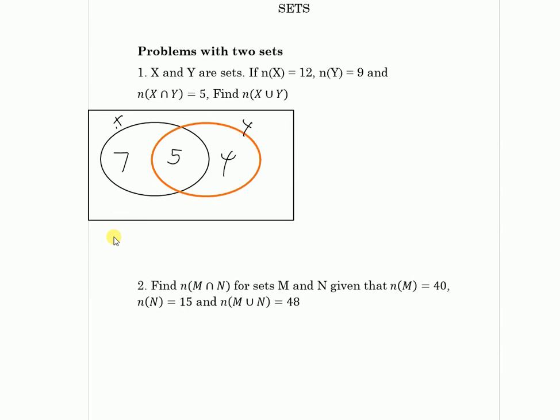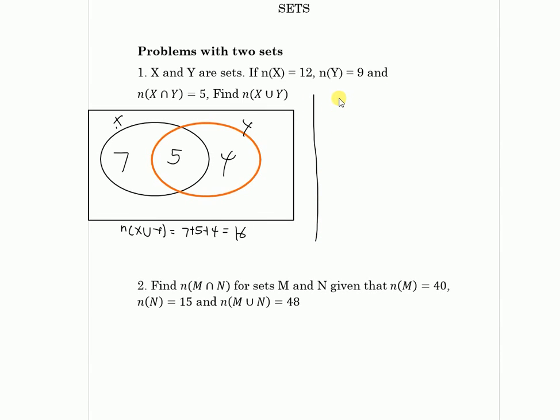Now when I add everything there, the 7 plus the 5 plus the 4, that is precisely the union. I add everything inside the two circles. So number of elements in x union y is equal to 7 plus 5 plus 4, which is equal to 16.